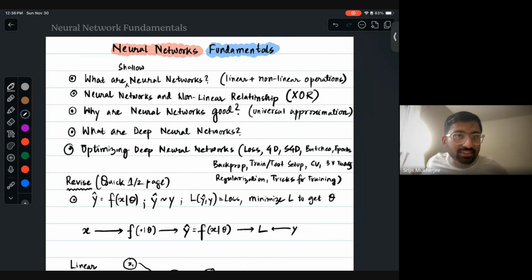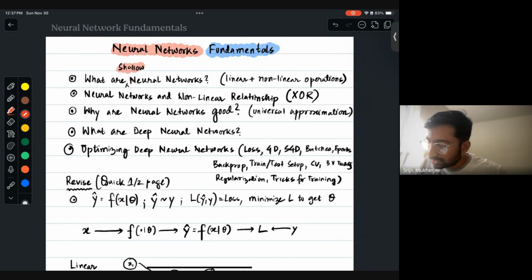We motivated the introduction of neural networks using linear regression and logistic regression. Today we will be defining neural networks, shallow neural networks. The first topic is what is a neural network, the shallow neural networks. And then we will see how we are using neural networks to create good nonlinear relationships. And then a brief discussion on why neural networks are good.